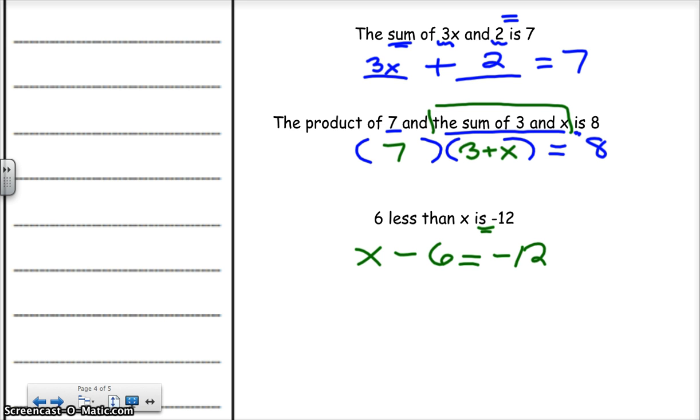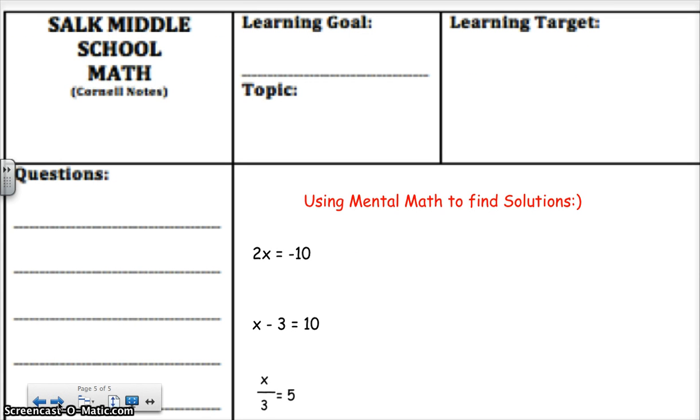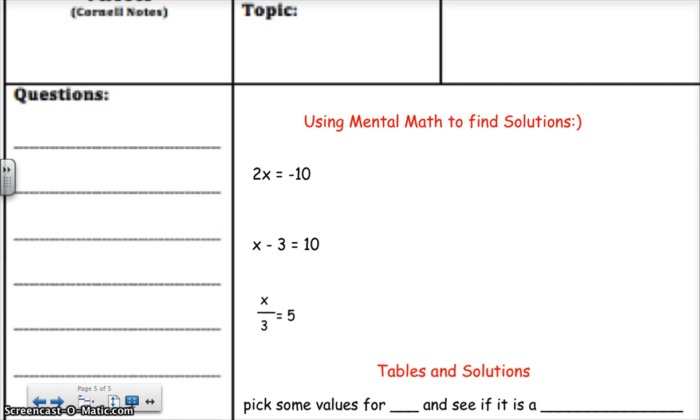Hey, prepping us up for one-steppers. When are we doing one-steppers? Monday, right? Monday, we're one-stepping things. Let's get our mind mentally prepped. Using mental math to find solution.